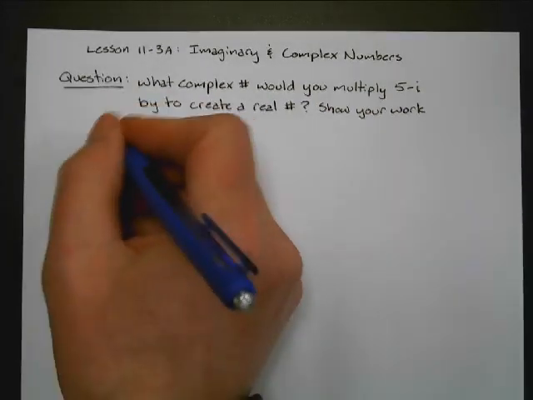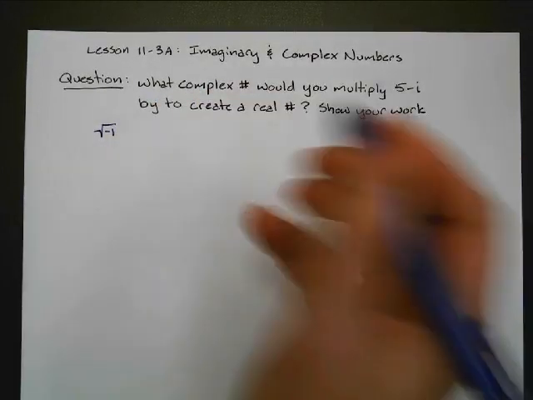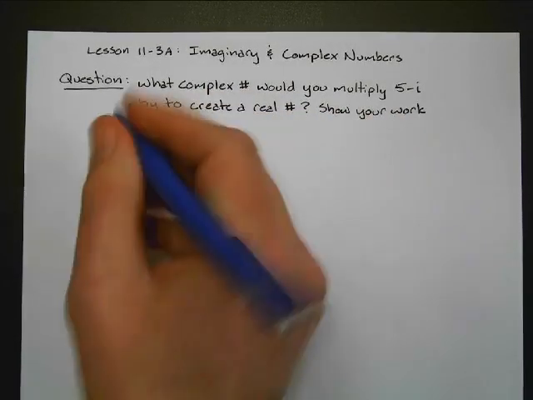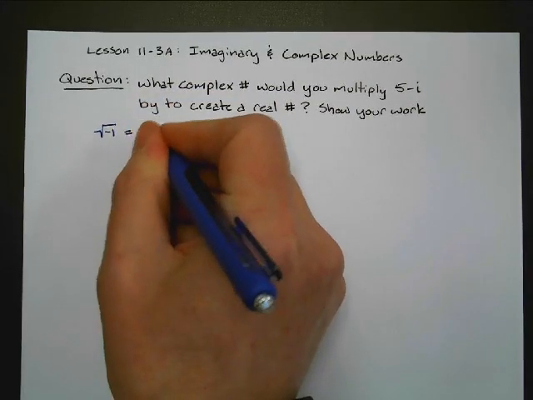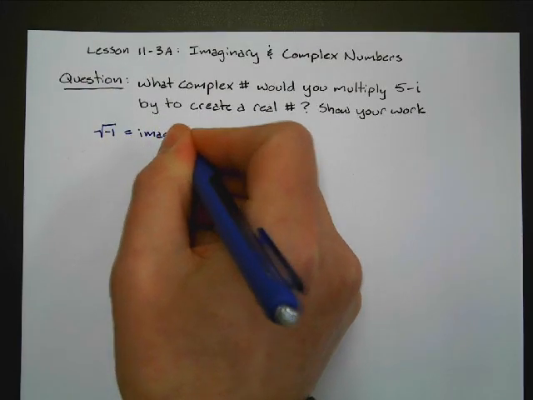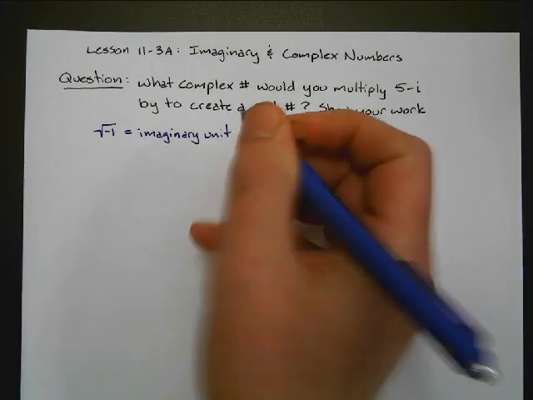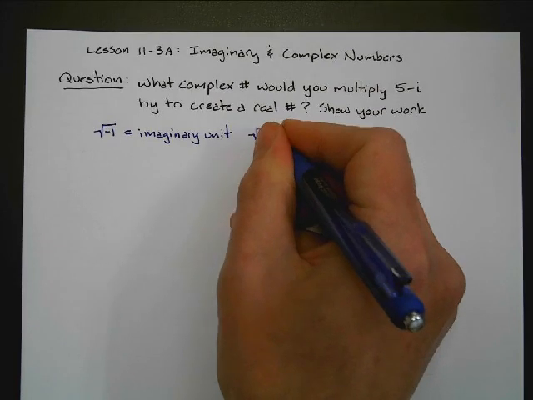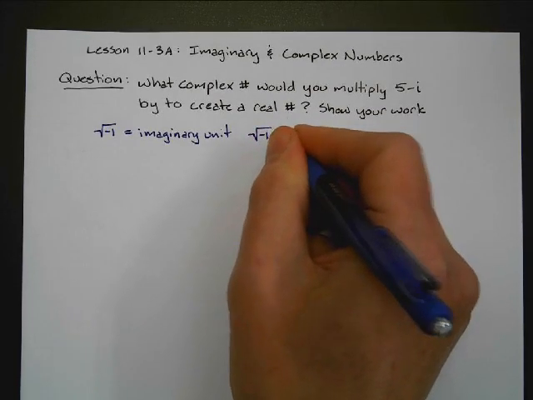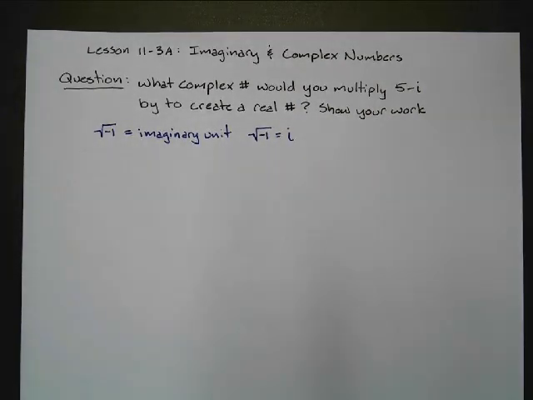If we've got the square root of -1, we've said that that doesn't exist. It's not a real number. We call this the imaginary unit. And from here on out, anytime we see the square root of -1, we can replace that with i. i stands for the square root of -1, a number that just doesn't exist on the number line.